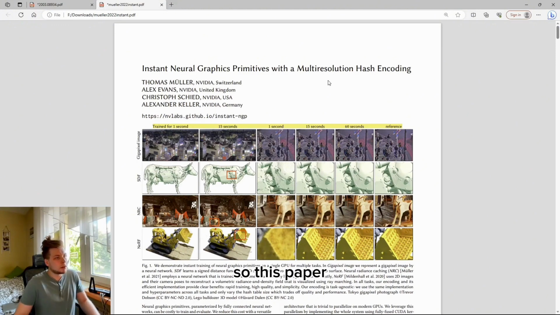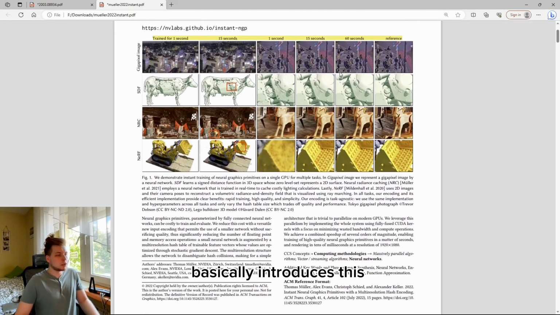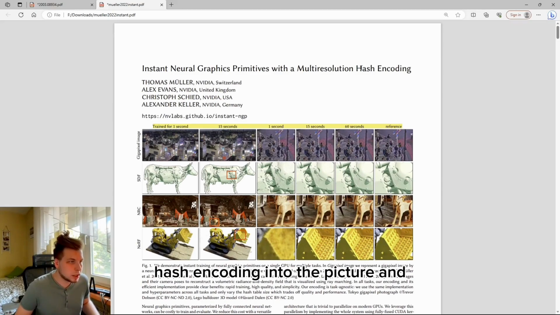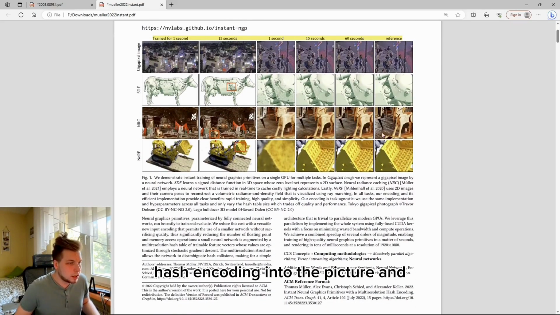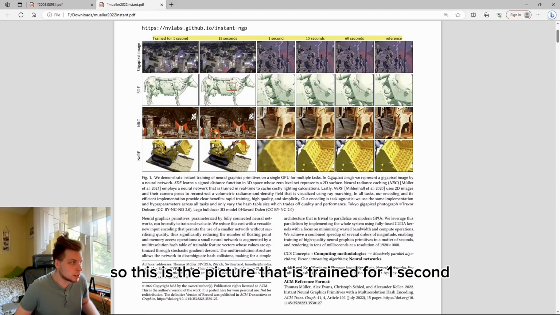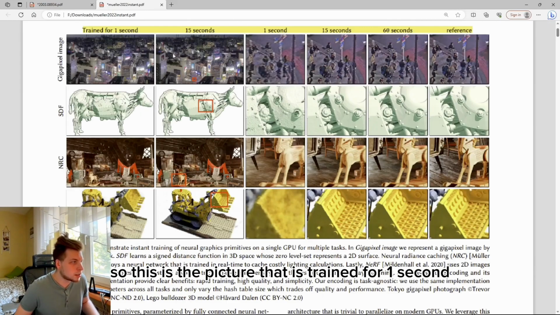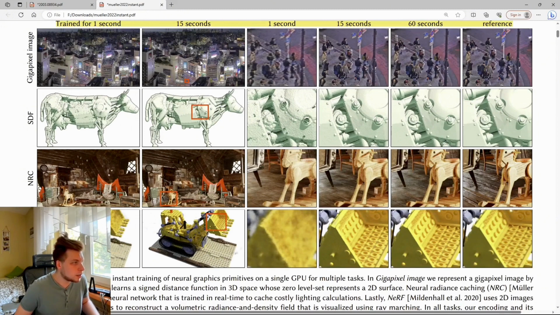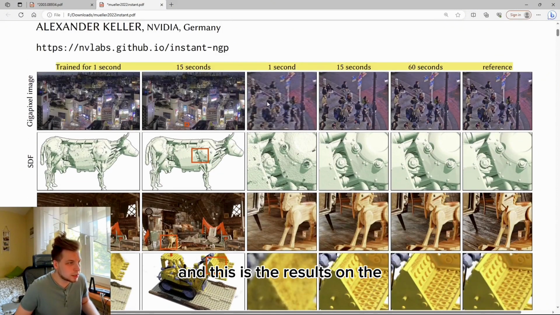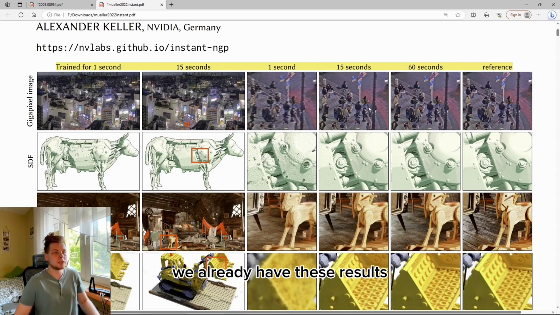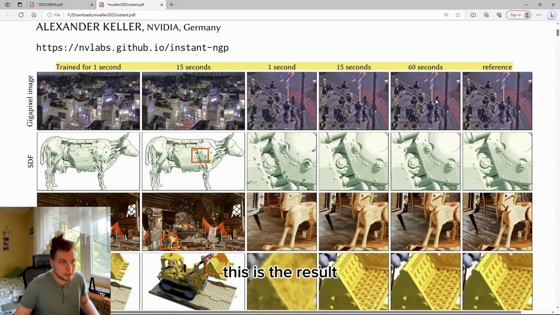So this paper basically introduces this hash encoding into the picture, and we can already see on this first table how big the difference is. This is the picture that is trained for 1 second, for 15 seconds, and this is the result on this finer small detail. This is a gigapixel image, so this is very high resolution, and we see after 1 second we've got that, and after 15 seconds we already have these results. After 60 seconds this is the result and this is the reference. I don't see much difference, right?